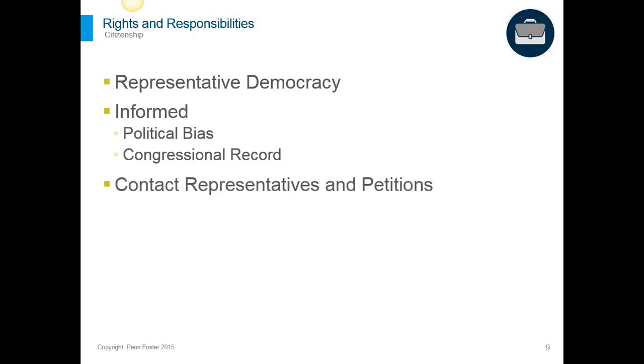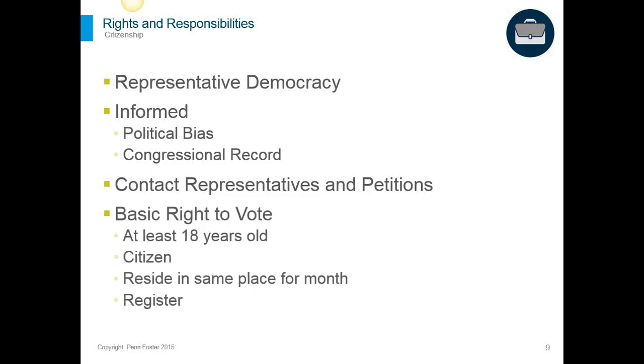There's also a basic responsibility of contacting representatives and trying to create petitions. So reaching out to congressmen, reaching out to senators, reaching out to the president, and in some cases, trying to reach out to members of state or local officials. In many cases, you're able to go to local events that representatives are at. Those are good ways of being engaged, taking advantage of your responsibilities as American citizens.